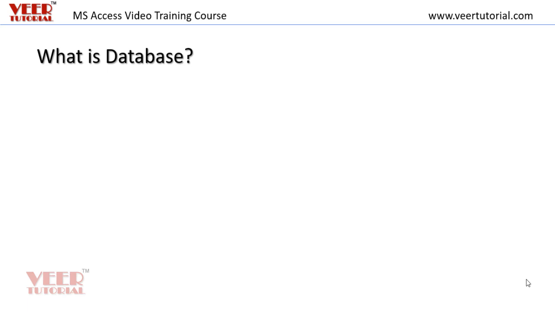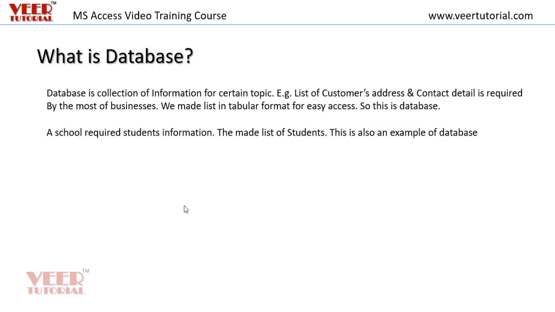In this video, we will learn about the basic definitions and terms used in database development in MS Access. The first question is, what is a database? A database is a collection of information on a certain topic. For example, a list of customers' addresses and contact details is required by most businesses.